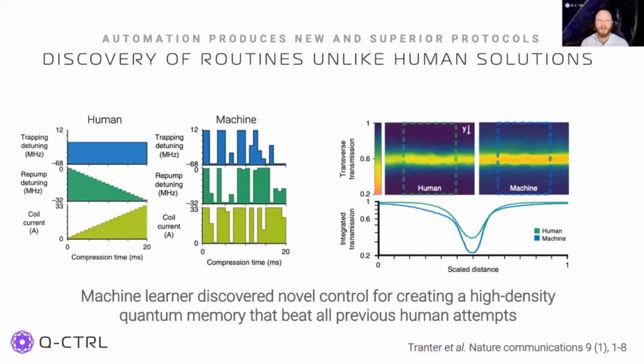We can see on the right the optical depth of the atomic vapor. The machine learner solution shows a significantly lower depth in the lower plot. This demonstration shows that machine learning-based automated optimization can discover novel control solutions that human experimentalists may miss. The increase in optical depth results in an optical memory with a higher efficiency, which will most likely be a critical component in a quantum communication network.